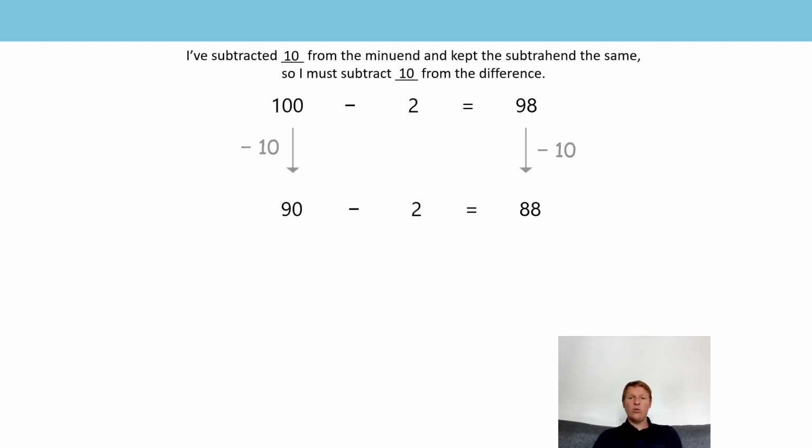So her minuend, or the minuend in our calculation, decreases by 10. What happened to our subtrahend? It stayed the same. And what happened to our difference? Did it stay the same? No, it decreased. So the next line will be the same as before, that we're subtracting 10 from our minuend. We've kept our subtrahend the same, so I must subtract 10 from my difference. The next calculation was 80 subtract 2 is equal to 78.